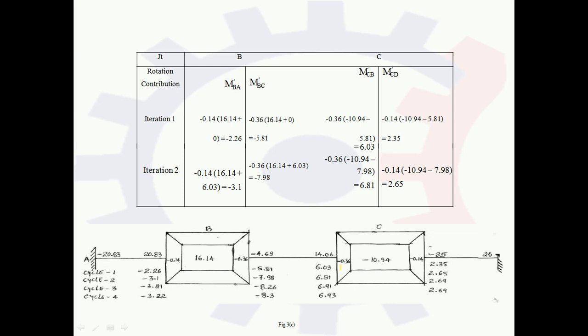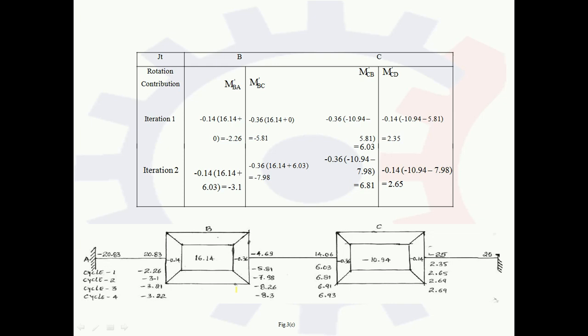Similarly we have to progress to the new step, that is cycle number 2, and we have to carry on this iteration till the values become the same. So you can see cycle number 3 has the value 3.21, and below this cycle number 4 has the value 3.22.